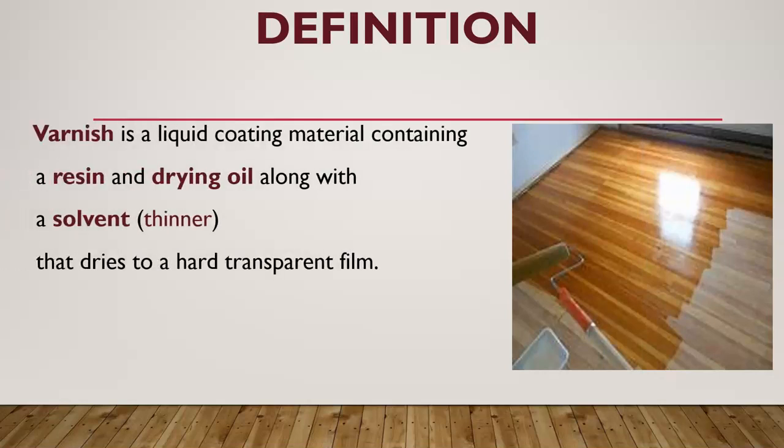Varnish is a liquid coating material containing a resin and drying oil along with a solvent, which is also a thinner, that dries to a hard transparent film. So basically, varnish forms a hard transparent film on the surface on which it is applied.